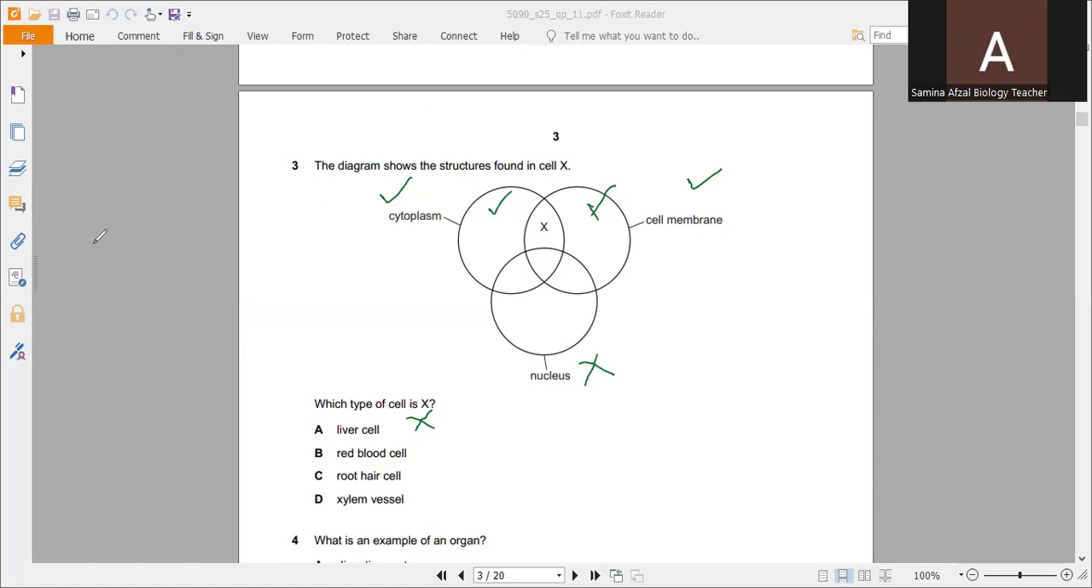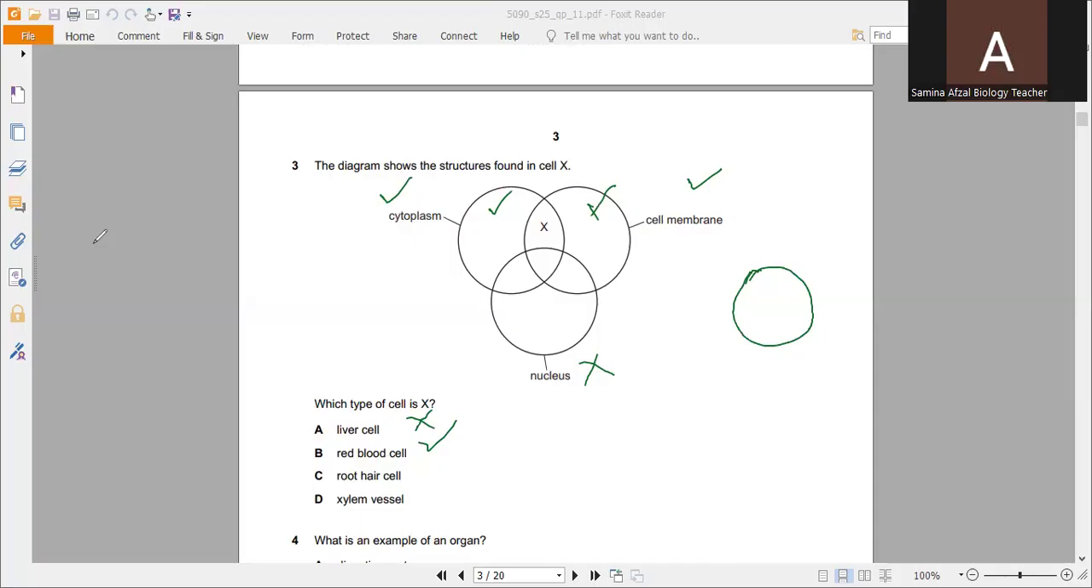Red blood cells contain cell membrane and cytoplasm. They are biconcave in nature. They don't have a nucleus inside because they have to carry oxygen on hemoglobin. So hemoglobin acts as a carrier. The red blood cell's function is to transport oxygen. So B is the correct option.